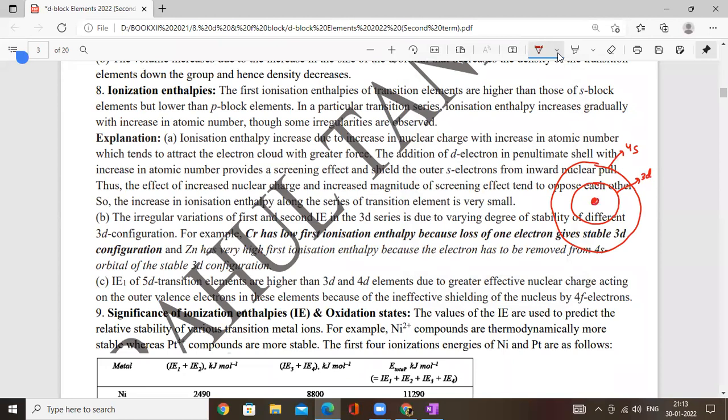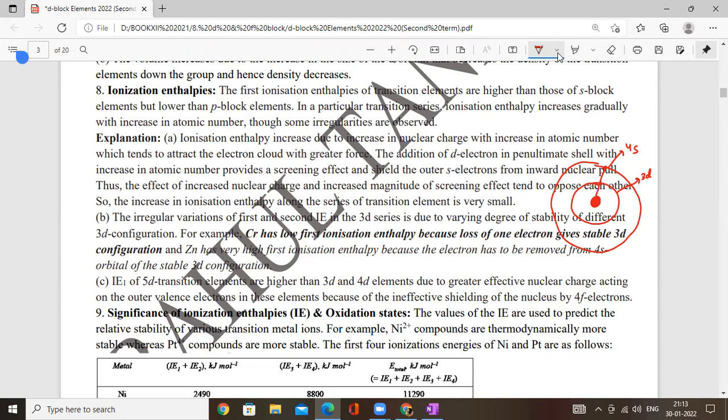Increase in nuclear charge, or atomic number, increases the nuclear charge, but the shielding effect of the 3D orbital is very poor. So that means the electron will be strongly pulled towards the nucleus. The atomic or ionic radii decrease in the beginning. That is what I said. And since the screening effect is not able to counterbalance in the beginning, as usual, it follows an irregular trend. The irregular variation of first and second ionization energy in the 3D series is due to the stability of different oxidation states.